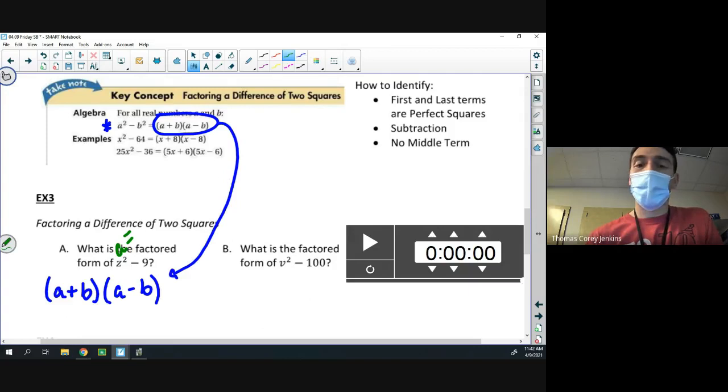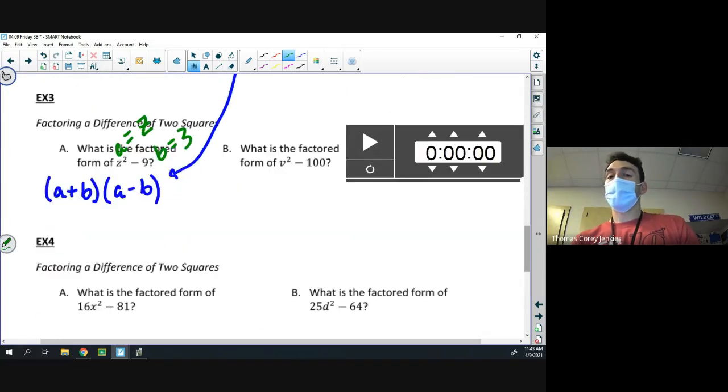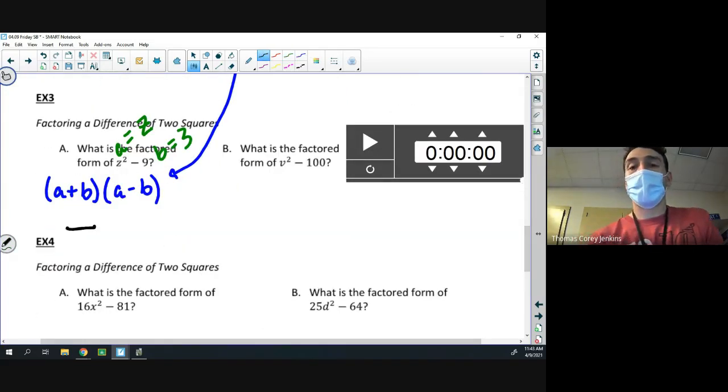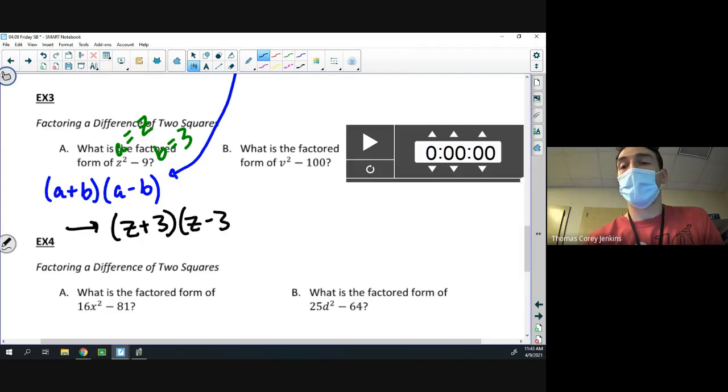So A on this one is the square root of z squared, which is just z. B on this one is the square root of the last term, which is 3. Then we just plug it in. So our final answer, z plus 3 times z minus 3.